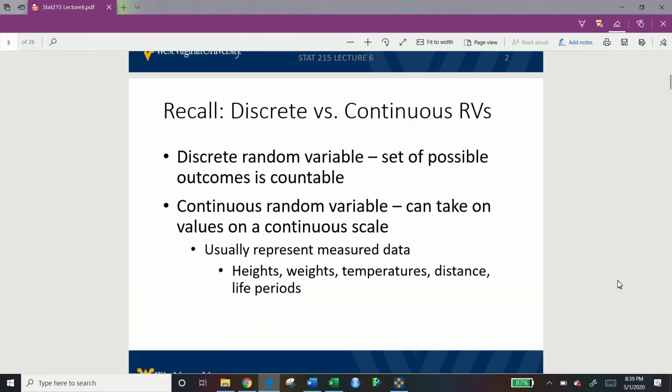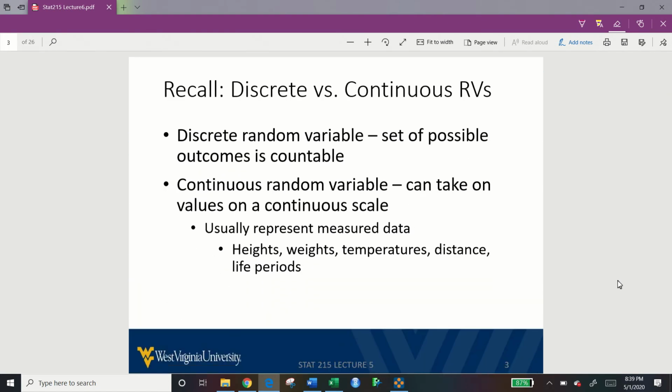To get started, let us recall the difference between discrete and continuous random variables. For discrete random variables, the set of possible outcomes is countable. A continuous random variable can take on values on a continuous scale. Usually this represents measured data, such as heights, weights, temperatures, distance, and life periods.